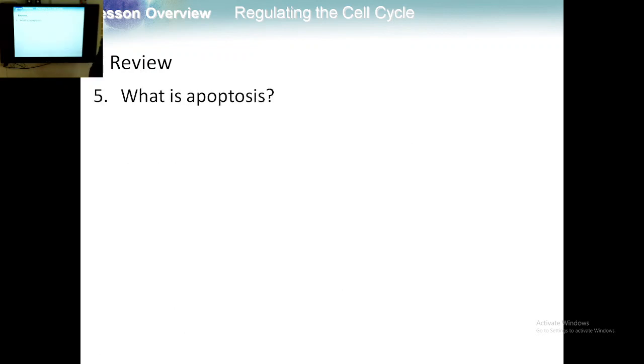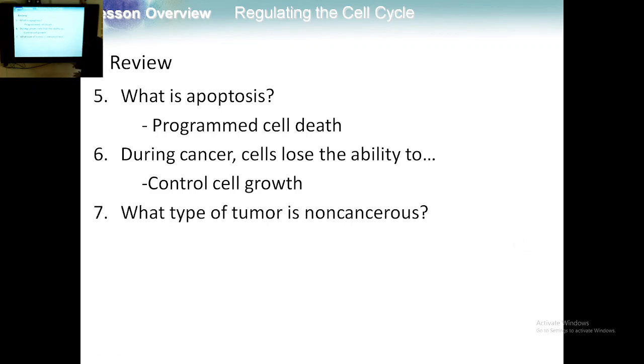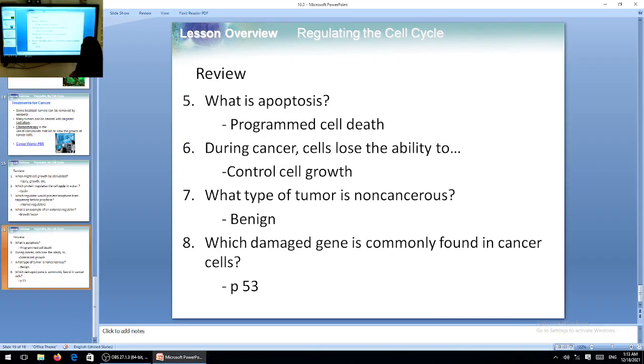What is apoptosis? As we mentioned before, apoptosis is programmed cell death. During cancer, cells lose the ability to respond to or control cell growth. And finally, what type of tumor is non-cancerous? The benign tumors. Okay, for now, thank you for listening and have a nice day.